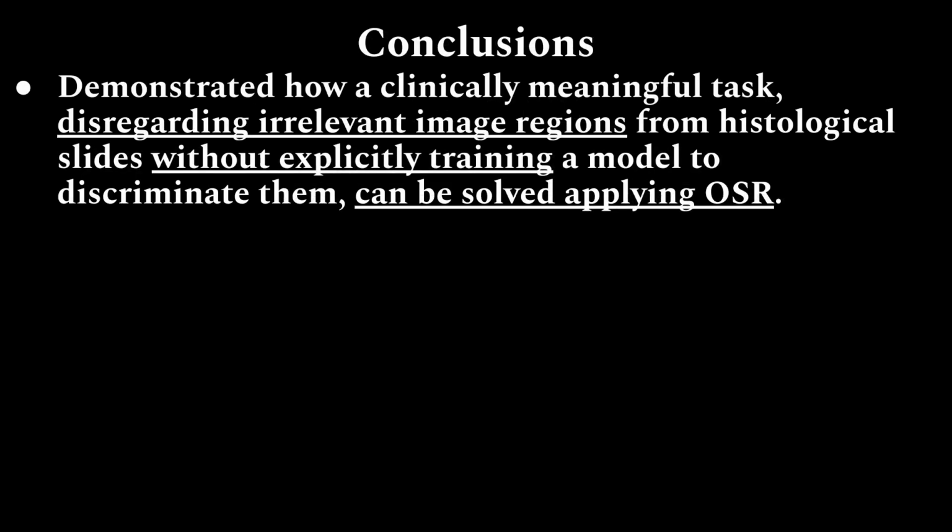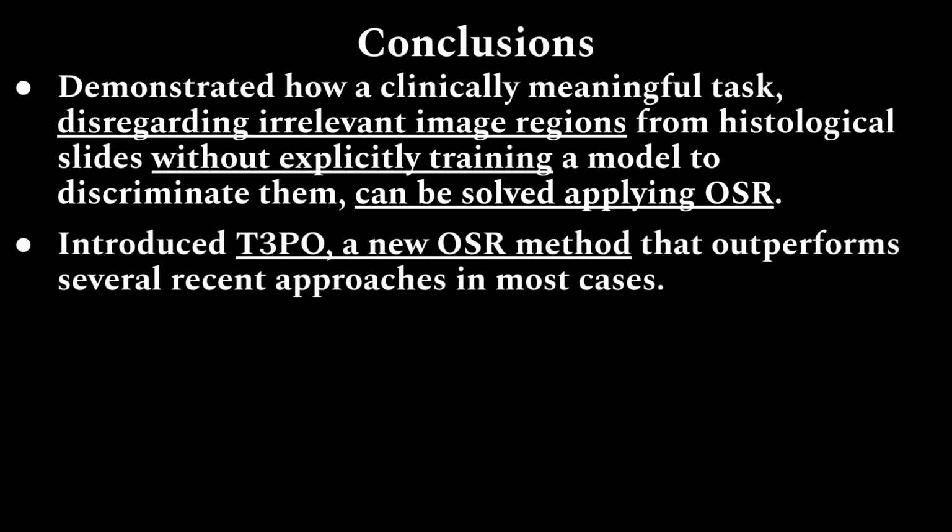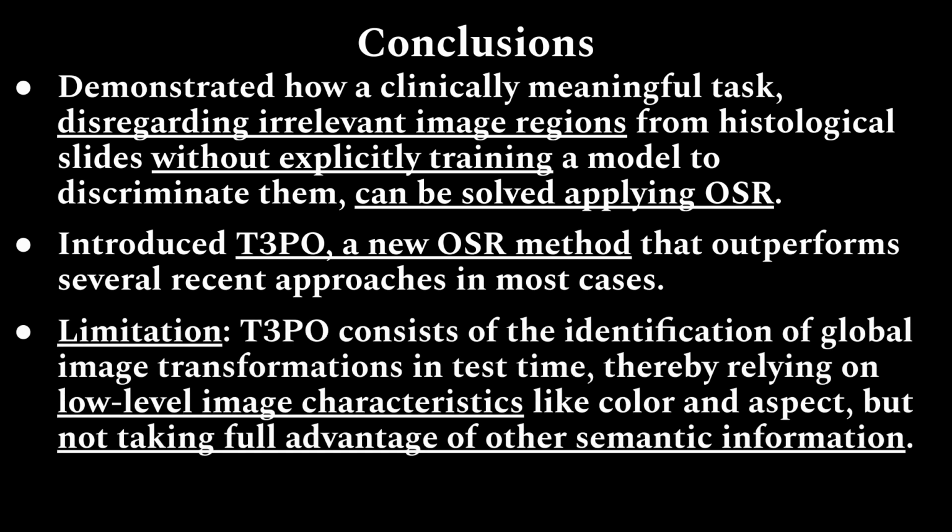summarizing, we showed how to apply open recognition techniques to a clinically meaningful task, which is disregarding irrelevant tissue. And then we also proposed T3PO, test time transformation prediction, for open recognition in histological data, and we showed that it outperforms, in most cases, other approaches. A limitation would be that we are not using at all the semantic meaning of the content in the tiles, in the histology, but just the color and the aspect. That could probably be used for further improvement of our approach in more interesting scenarios.